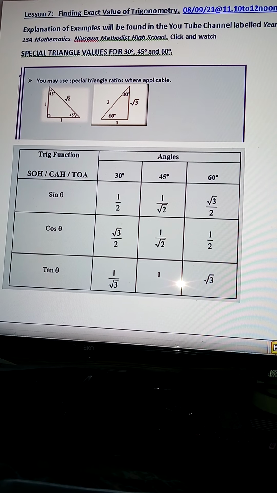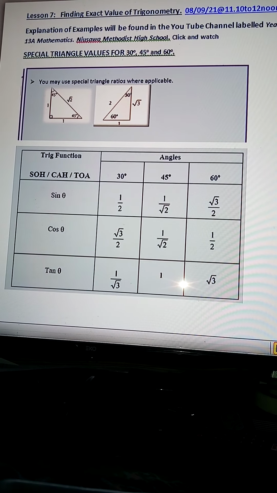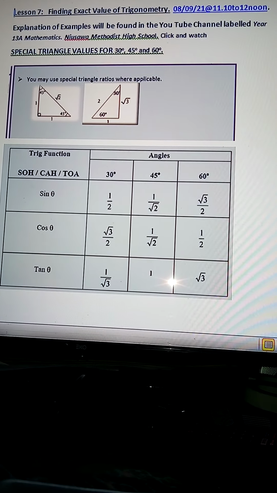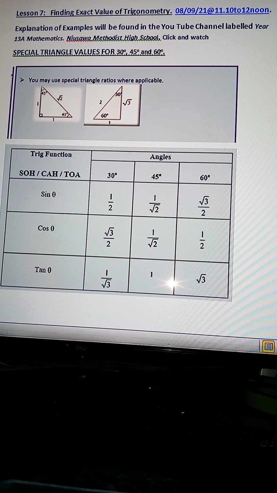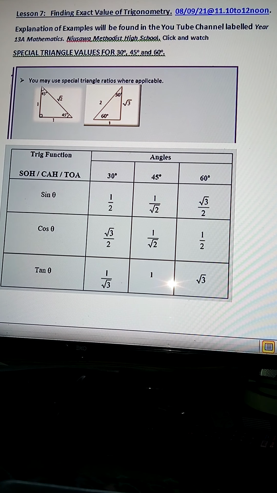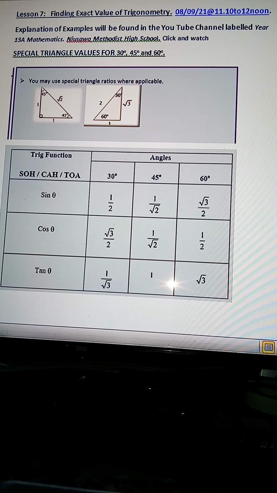During our chat group and our Zoom class, we have been having lesson 1 to lesson 6, and I thank all the students who have been responding to the lessons and giving me responses. Now it's the continuation. I'm going to lesson 7. Lesson 7 is find the exact value of trigonometry.